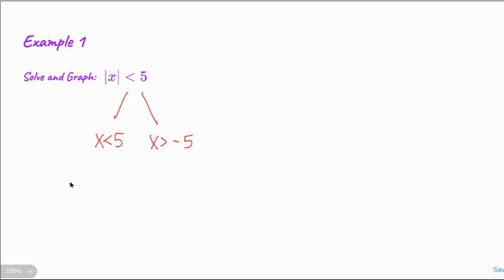So, and this is an and. Anytime you start off with a less than in your absolute value inequality, it's an and compound inequality. And that's the main goal for today. We're going to take absolute value inequalities and turn them into compound inequalities. So when we graph this, we got 5 with an open circle. We got negative 5 with an open circle. And we shade in between.